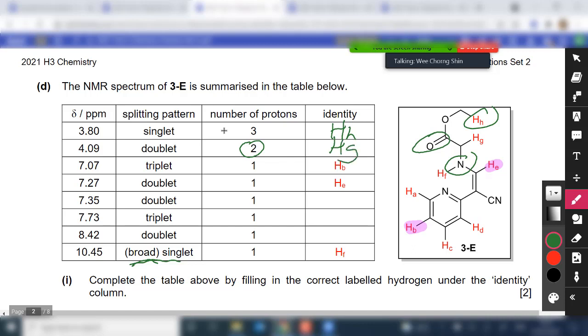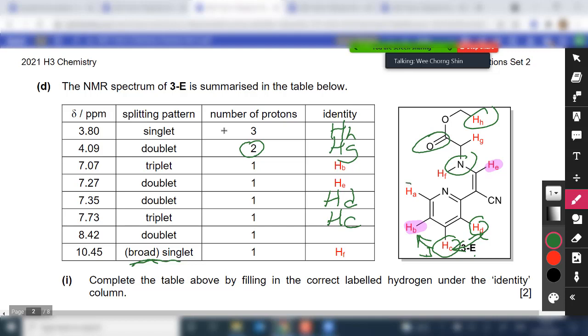Okay, and then of course for the rest, what you need to do is look at 7.35 and 7.73. There's a doublet and singlet. Then because you already identified the rest, you can easily incorporate HD here, and of course HC, because they are next to each other. So if one is a doublet, it must be caused by HC. Okay, so HC is a triplet, it must be caused by HD and HB.